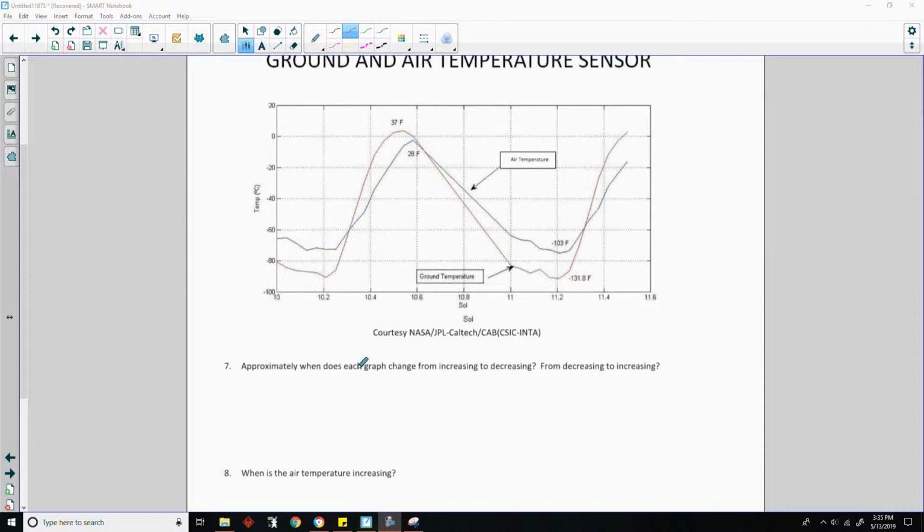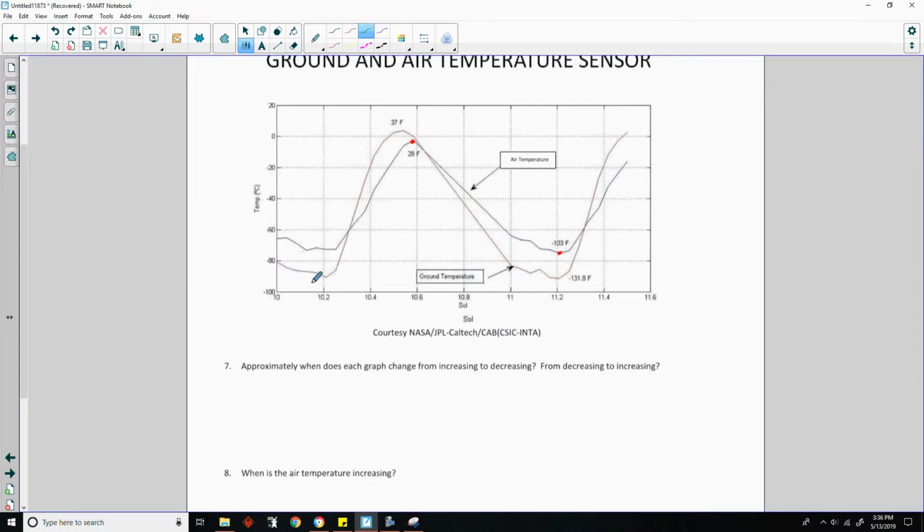Okay, so when a graph changes from increasing to decreasing, it's called a relative maximum. And for the air temperature, that's the darker line here, it went from increasing to decreasing right here. And what else is it asking? From decreasing to increasing. So it increased all the way this way, and it decreased from here down to here, but then it increased from here to here, and then it decreased from here to here, and then it increased from here all the way up to here, and then it decreased from here down to this lowest point right here, and then it increased from here up.